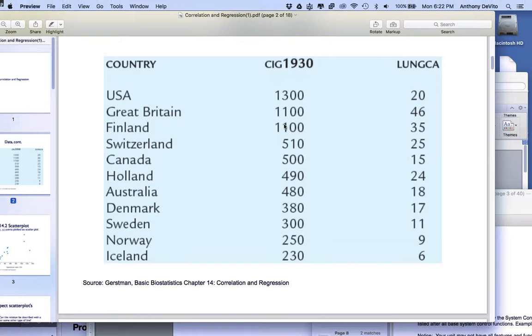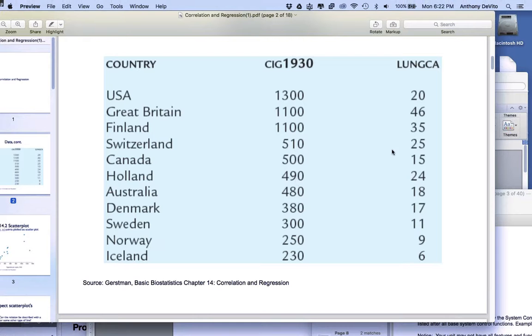they smoked a lot of cigarettes in those days, so maybe 1,300 is realistic. And lung cancer might be the number of cases per 10,000 people. 20 cases per 10,000, 46 cases per 10,000, and so on and so forth. You notice it's higher in Britain than the United States, but in general, we can kind of see that countries where they smoke fewer cigarettes seem to have lower rates of lung cancer than countries where they smoke a lot of cigarettes.